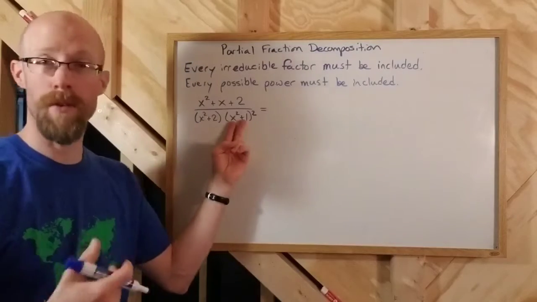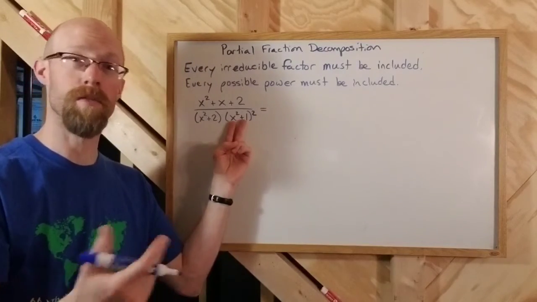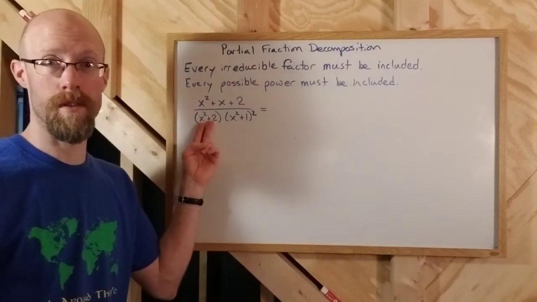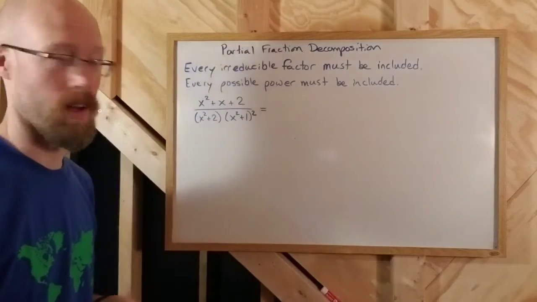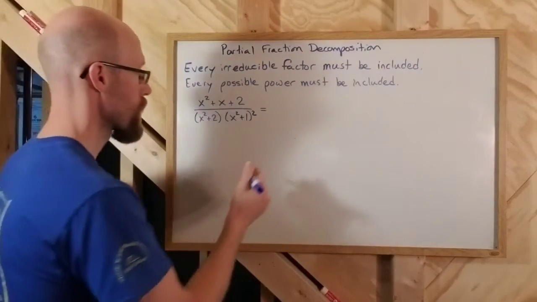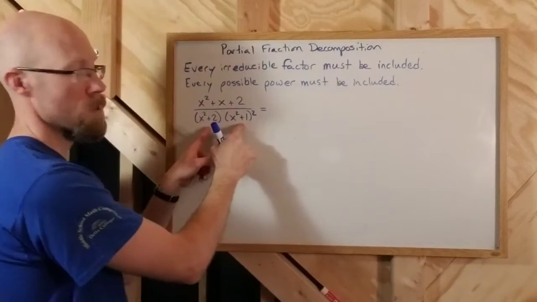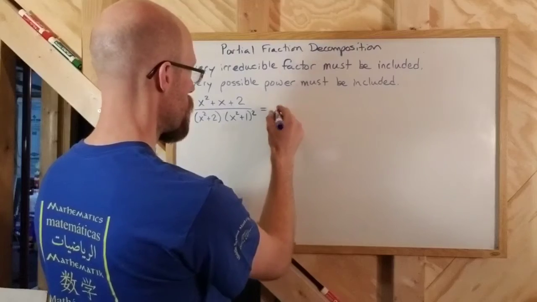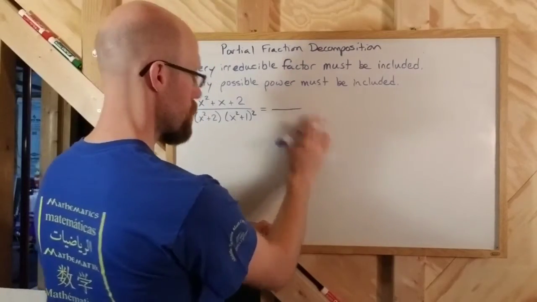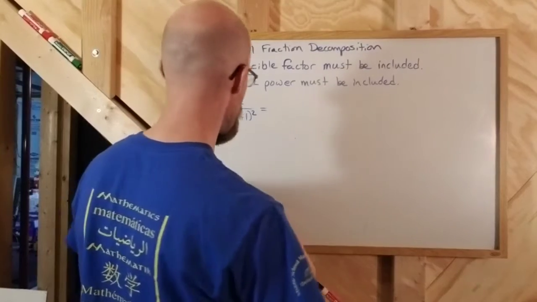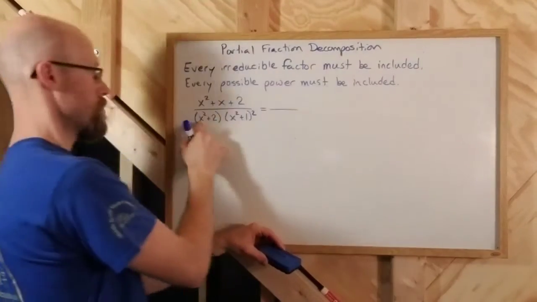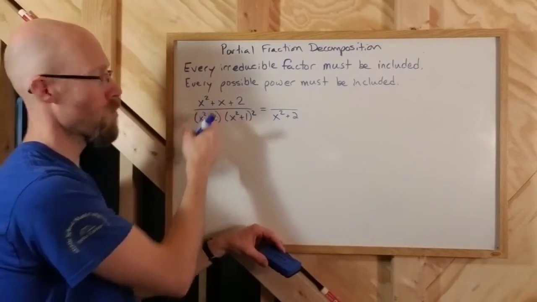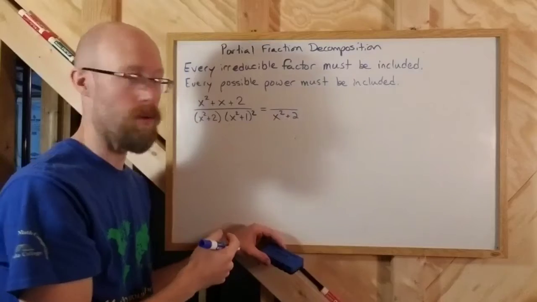If that was x squared minus 1, I could factor it into conjugates, but it's not. It's a sum of squares, which is prime. This isn't even a sum of squares, it's just two terms that we can't factor. And so these are both irreducible quadratic factors. The denominators are going to be, the first one anyway, x squared plus 2. That one has to be included. But the power is 1, so I only need a 1 power there.